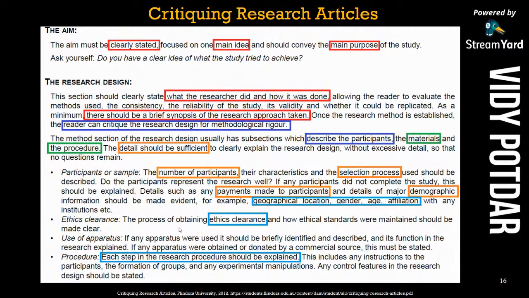Similarly, applying for ethics is very important in research, and if the ethics approval is not mentioned within the research document, it is something that you can also point out.